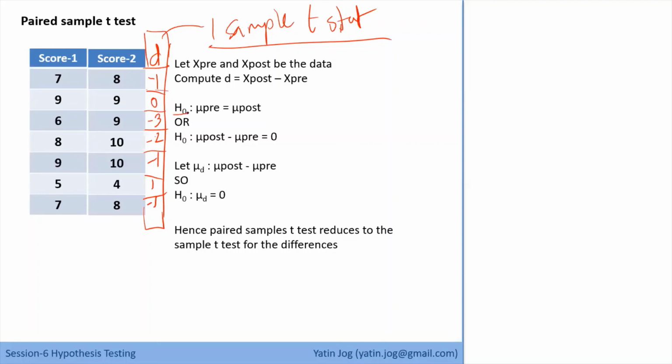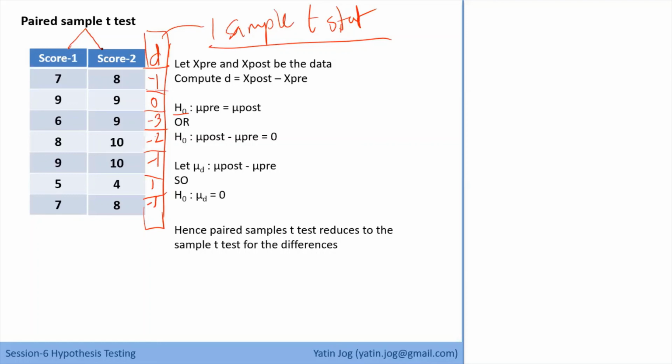What is my H naught in this case? If it is a paired sample kind of problem, what can be my H naught? H naught means "not" has to be there in my statement. So my statement says there is no significant difference in the mean of score 1 and the mean of score 2. That will be my null hypothesis statement.